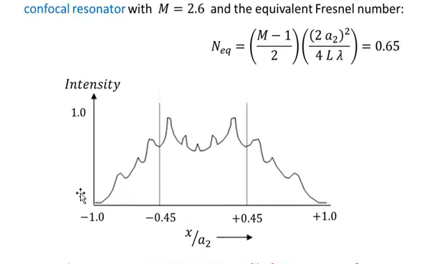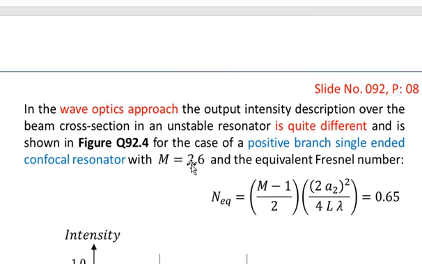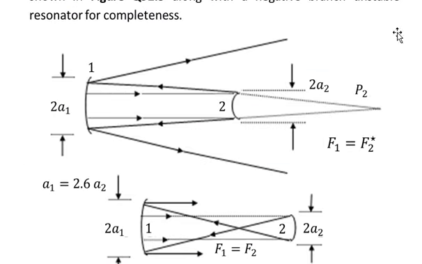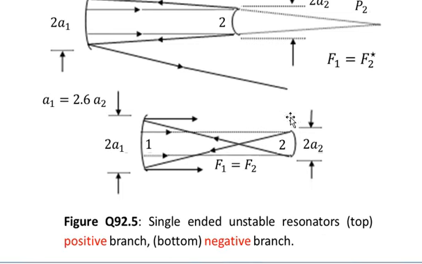Because you see that we are using this system for a magnification of 2.6. So it means that the dimensions of mirror 1 should be 2.6 times the dimension of mirror 2, so that all the beam is intersected by mirror 1 and is reflected off towards mirror 2. And you see that this is the negative branch, but single-ended unstable resonator.